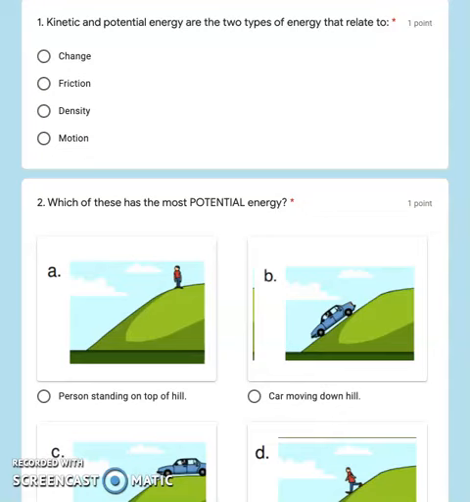All right, so you just watched the Brain Pop video and are now going over your questions that came afterwards. Question number 1 says, kinetic and potential energy are two types of energy that relate to, and your answer should have been motion, because we know that kinetic energy is the energy of motion, and we know that potential energy is energy that's stored when something is not in motion. So they both have something to do with motion.